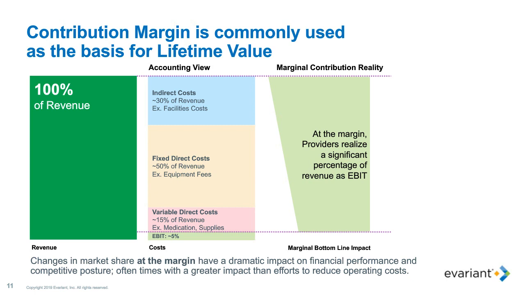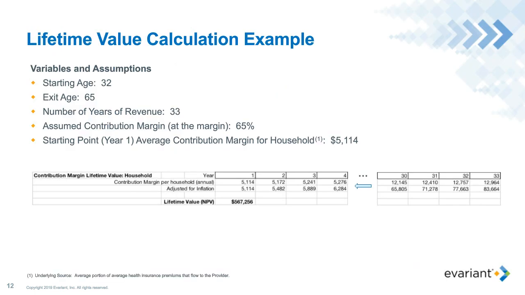Okay, putting this all together in a representative example. If you defined a customer segment as households with a decision maker aged between 32 and 65, and your contribution margin was 65% of revenue, and this calculated out to be, as you can read here, $5,114 for the initial year on average, and you built a projected cash flow stream that also takes into account inflation, and then as described, you discounted all of these cash flows back to the present value, you would calculate $567,000.